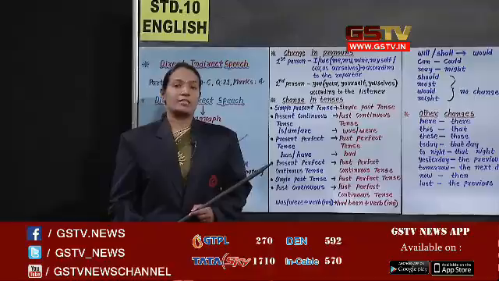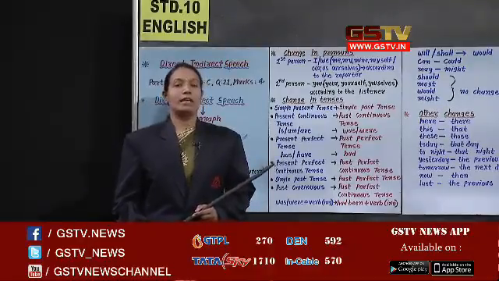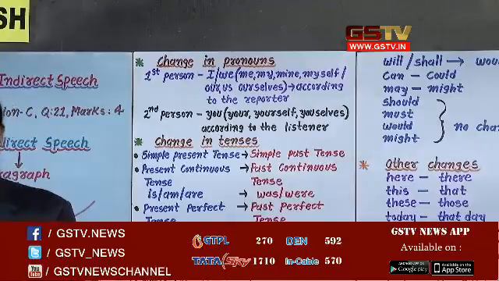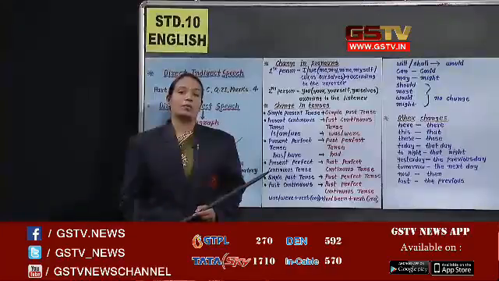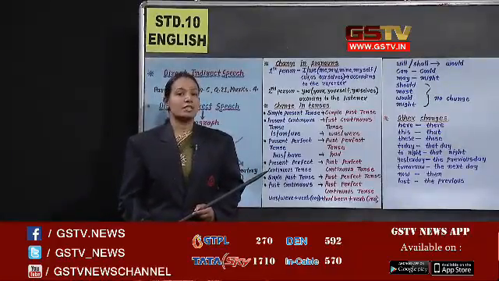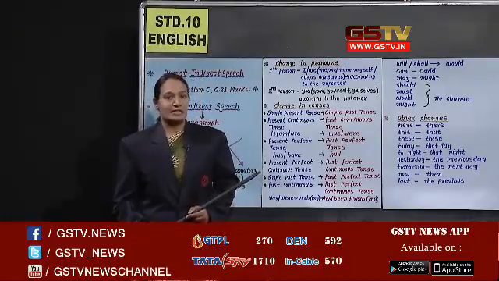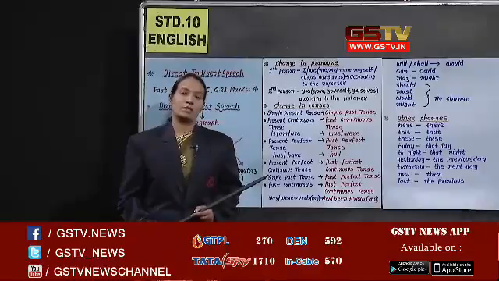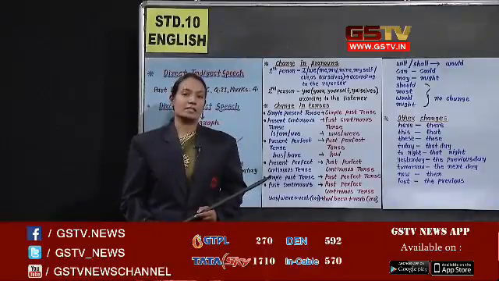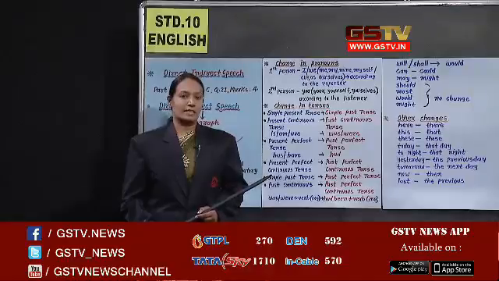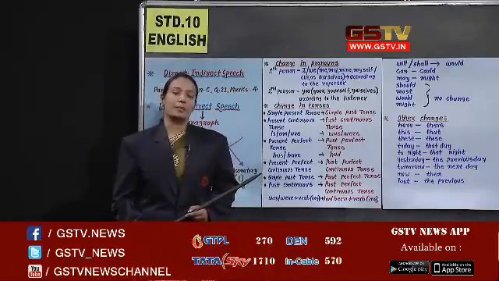All the changes depend on the reporting verb. If the reporting verb is in present tense or in future tense, then the tense of the reported speech will not change. We will change only the pronoun. For example, the teacher says, the earth moves round the sun. When we convert into indirect speech: the teacher says that the earth moves round the sun. So, students, here you have seen that the reporting verb was says, so we have not changed the reported speech.